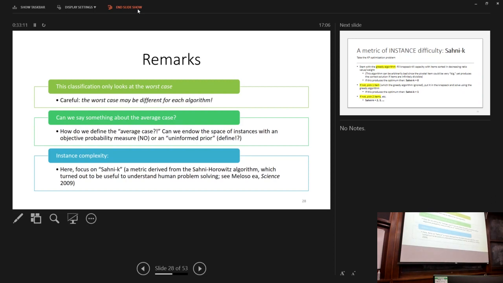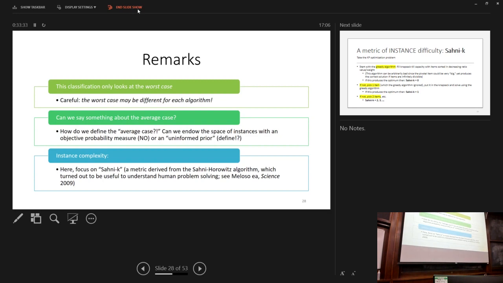The classification only looks at the worst case. So give me an algorithm, and I will find a worst case where the time it takes you is going to be exponential as I increase the size of the instance. Careful, and that's extremely important: the worst case may be different for each algorithm.